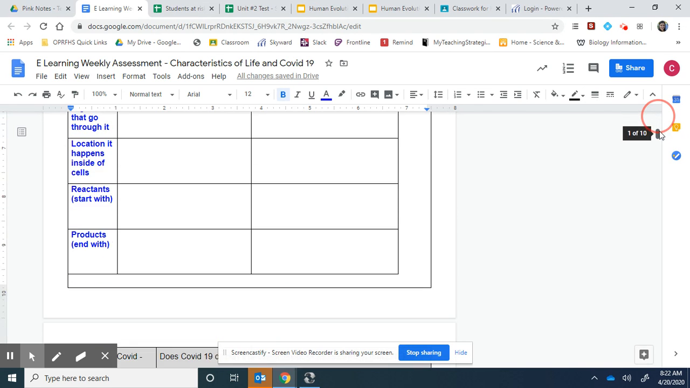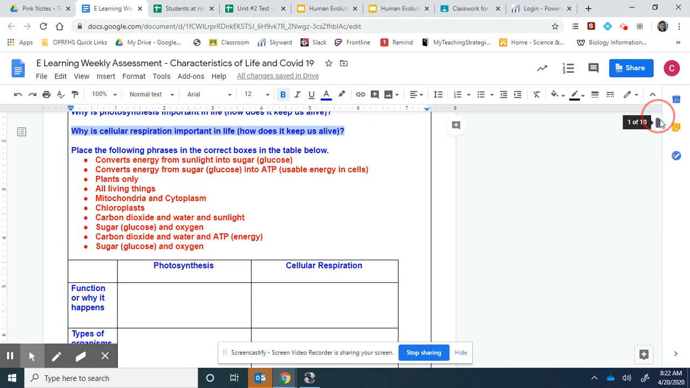Next, we have a chart that we're going to fill out. And I gave you guys a word bank for the chart. Okay, it says place the following phrases in the correct boxes in the table below. So you could do this 2 ways. You could click on the phrase and you could copy and paste it, or you could just cut it and paste it right into the box.